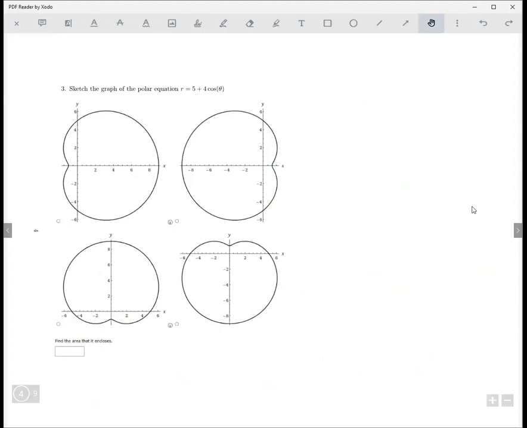Okay, moving along to number 3. Sketch the graph of the polar equation r equals 5 plus 4 cosine theta, and we also want to find the area that it encloses. And so, as usual, what we're going to do first is make a chart with values of theta and values of r.